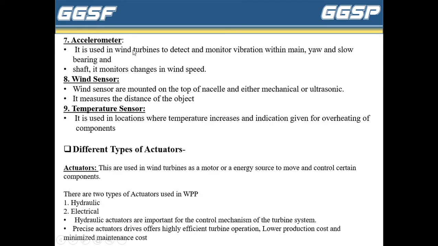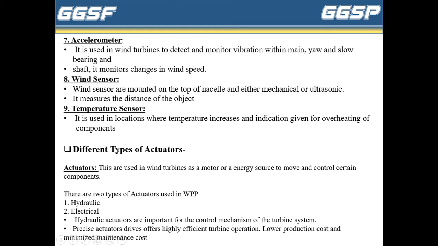Then the accelerometer. It is used in the wind turbine to detect and monitor vibration within the main yaw and slow bearing and shaft. It monitors changes in the speed. Then the wind sensor. Wind sensors are mounted on the top of the nacelle and are either mechanical or ultrasonic. It measures the distance of the object. Then the temperature sensor. It is used in a location where the temperature increases, indicating overheating of a component.